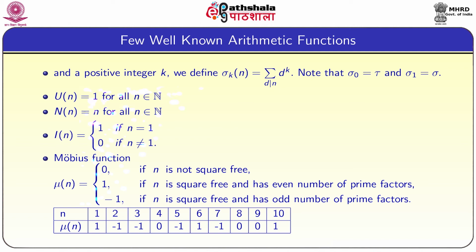So, you can see that mu of 4 is equal to 0 because 2 squared divides 4, mu of 9 is equal to 0 because 3 squared divides 9, and mu of 8 is equal to 0, whereas mu of 10 is equal to 1, as it has only 2 prime factors, 2 and 5. Mu of 6 is also 1, whereas mu of 5, mu of 7, mu of 3 and mu of 2 are minus 1, because they have only 1 prime factor.